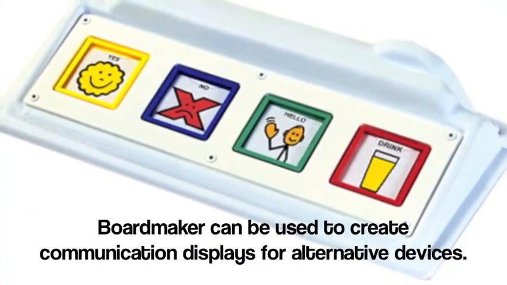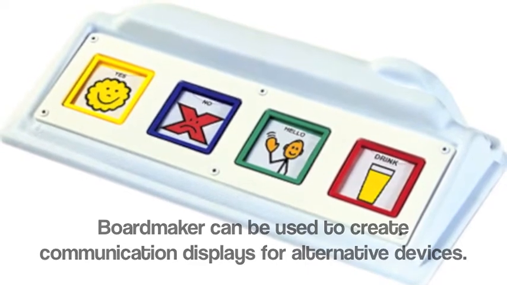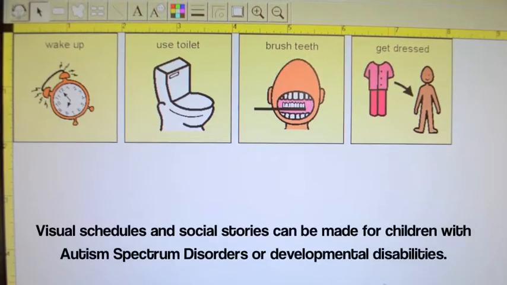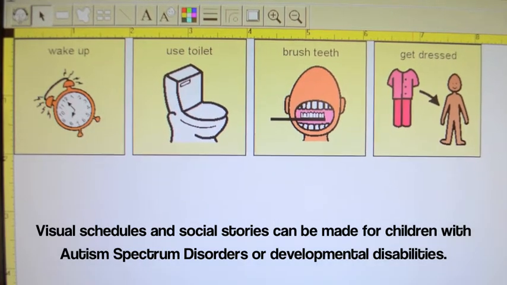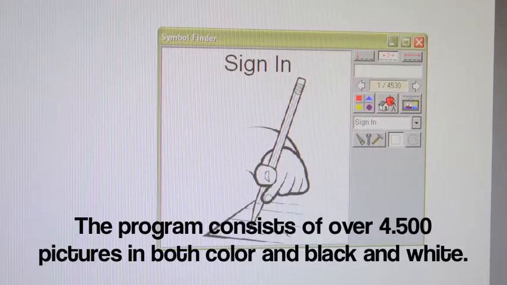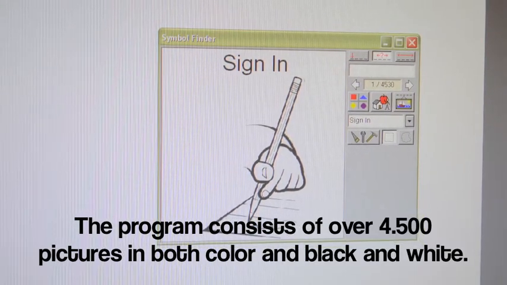Boardmaker can be used to create communication displays for alternative devices. Visual schedules and social stories can be made for children with autism spectrum disorders or developmental disabilities. The program consists of over 4,500 pictures in both color and black and white.